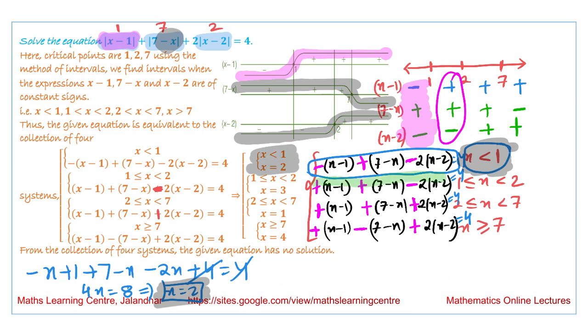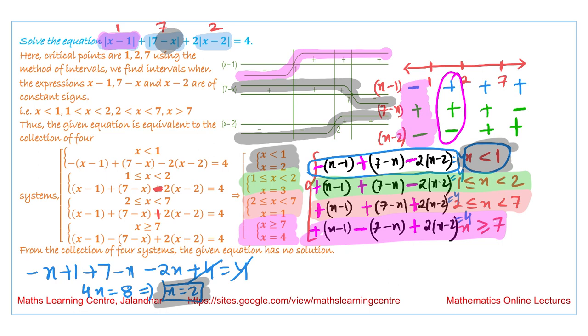Similarly, if you solve the second equation, you get 1 is less than or equal to x is less than 2 and x is equal to 3. When you solve the third equation, the condition we have is 2 is less than or equal to x is less than 7, and the answer we get is x is equal to 1. And when we solve the last equation, we have x is greater than or equal to 7 and x is equal to 4.